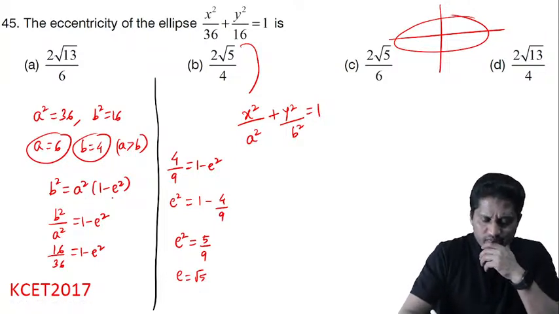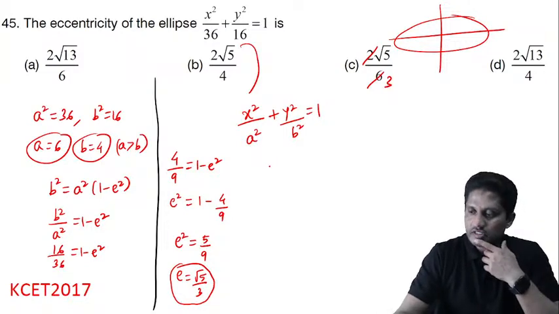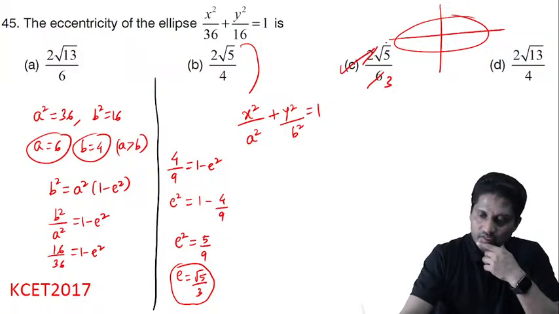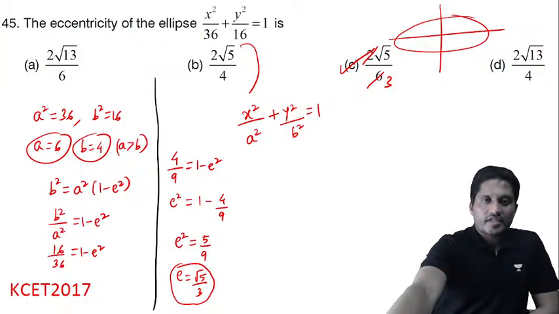b square is equal to a square into (1 minus e square). b square is 16, a square is 36. 4 by 9 is equal to 1 minus e square, so e is equal to root 5 by 3. Yes, e is equal to root 5 by 3, right? See the options, root 5 by 3 only. Answer is option C. The options are twisted. Okay, answer is option C only, guys. 2 root 5 by 6 is same as root 5 by 3 only. Right, let's move to the next question.